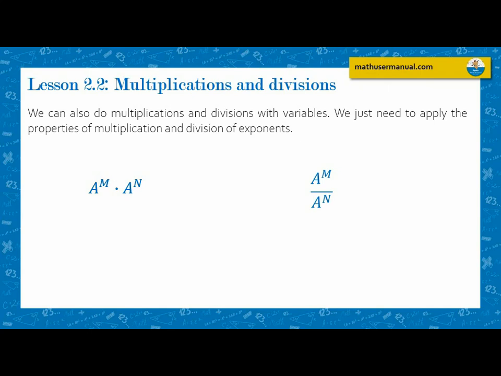To the left of the screen, we have multiplication of exponents with the same base, in which case we take the base, we're going to copy that base and merge them into only one base, and then we add the exponent. So we have m, we write m, and we add it plus n.